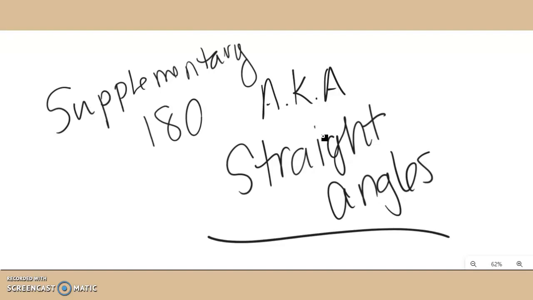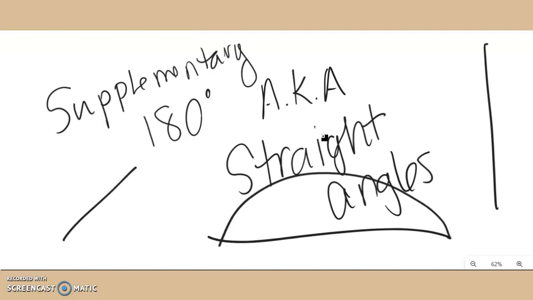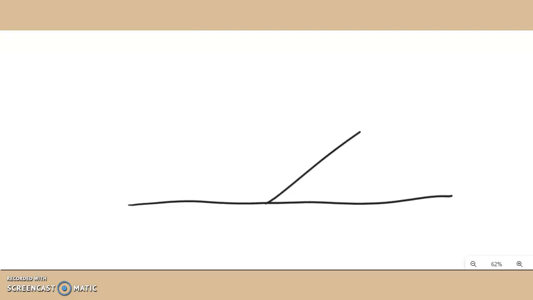Those look like a line. They are straight angles because they're 180 degrees, 180 degrees from this side to this side. All right, so let's look at a supplementary angle. I'm going to draw one and I'm going to cut it.